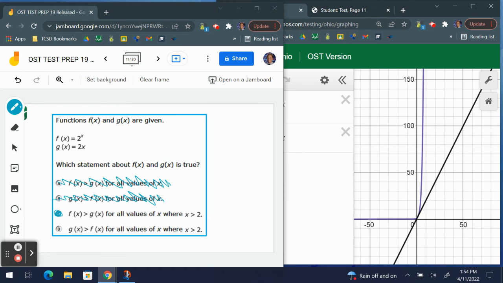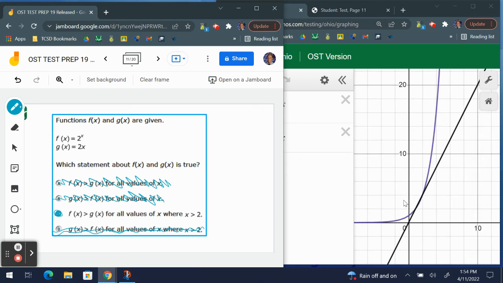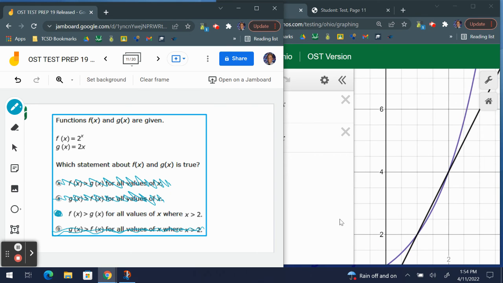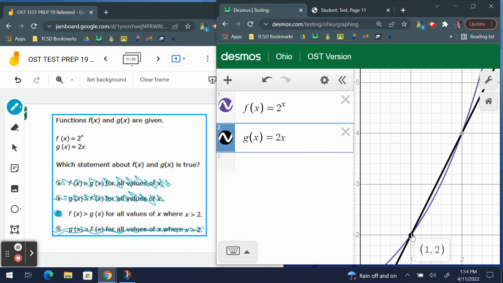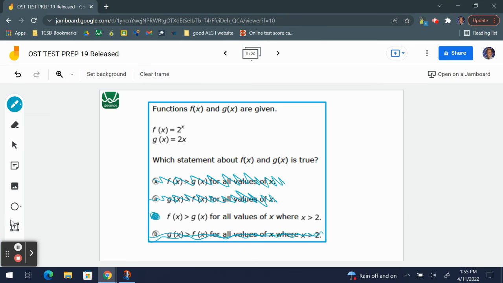If we zoom out super far, you can see that g is always beneath f of x at all these values. So by process of elimination, and looking at our points of intersection, the only time that g of x, our black equation, is above that purple equation is between these 2 points of intersection, which is between x of 1 and x of 2. So it's only going to be g of x greater than f of x between those 2 points. So by process of elimination, C would be my answer. I hope this helps.